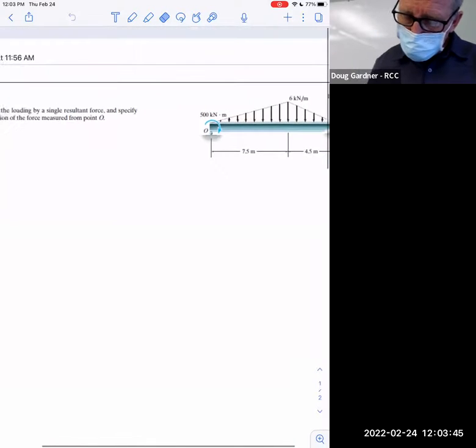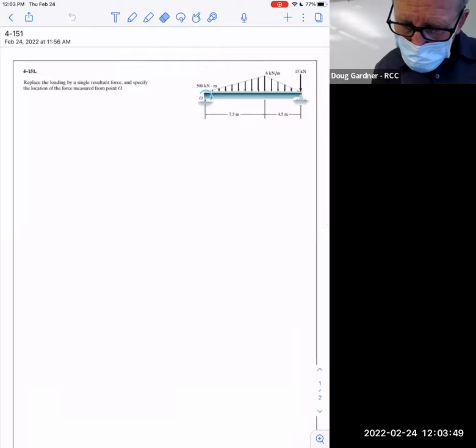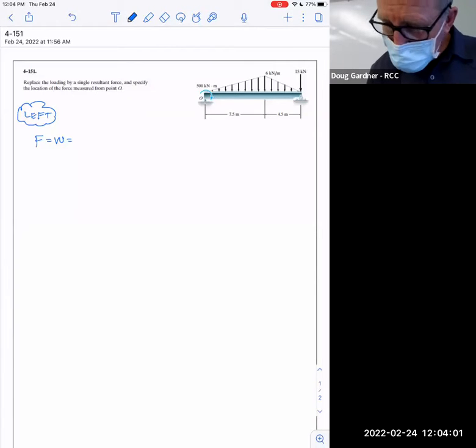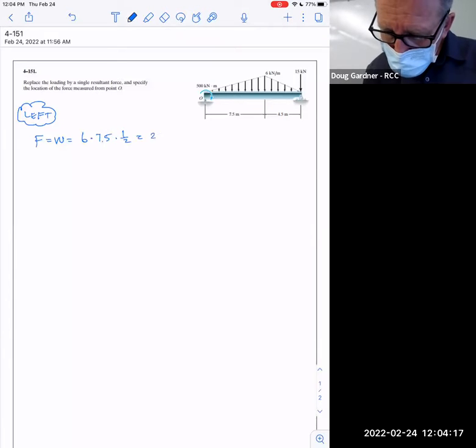Okay, so let's scope this out. Let's do this together. So would you agree the force on the left side, I'm going to title this left, the force on that side, or the weight, would be, well, its height is 6 and its distance is 7.5 times a half. Notice it's kilonewton meters times meters, so this is going to end up kilonewtons. So I get 22.5 kilonewtons.